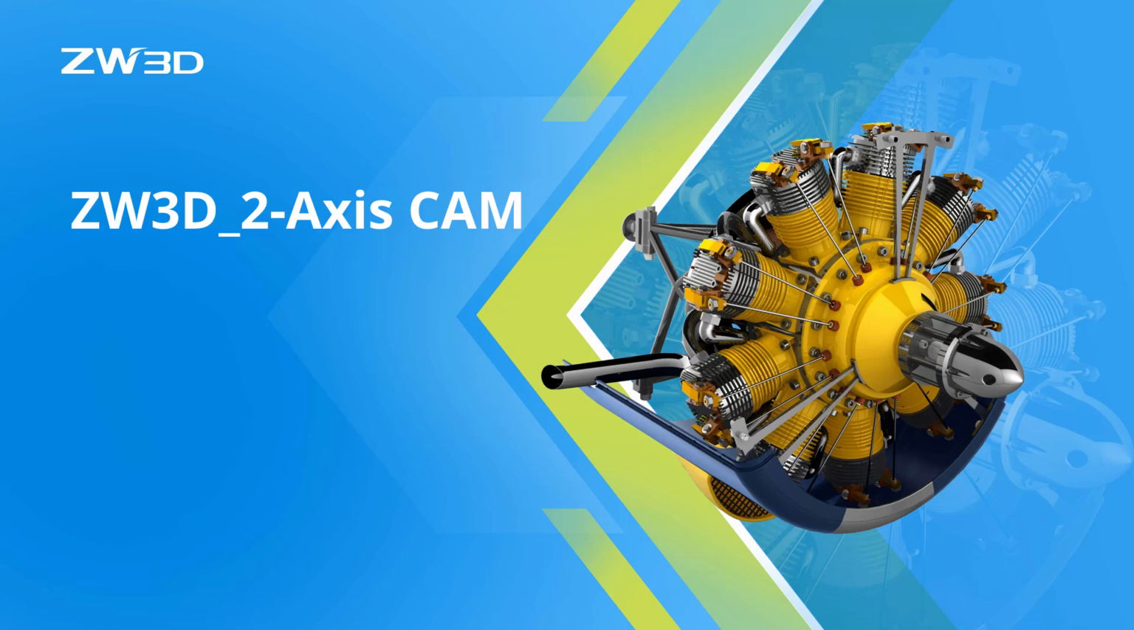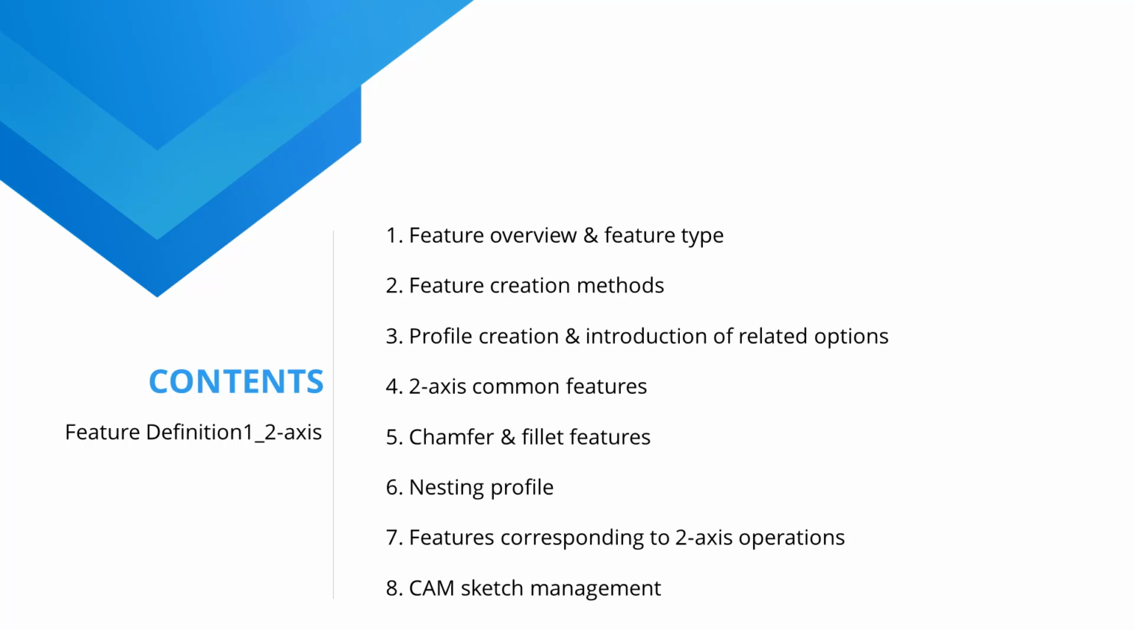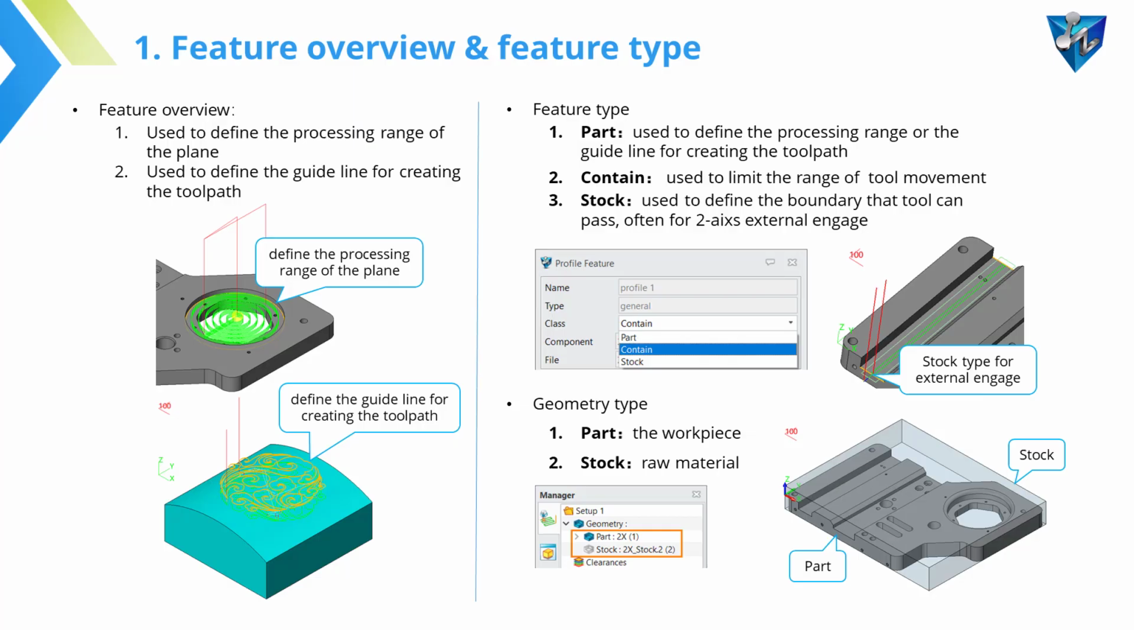In this video, we will talk about the feature definition in ZW3D 2x Cam, in which I will introduce the feature overview and feature type, feature creation methods, profile creation and introduction of related options, 2x common features, chamfer and fitted features, nesting profile, features corresponding to 2x operations, and cam sketch management. First of all, I will introduce the feature overview and feature type.